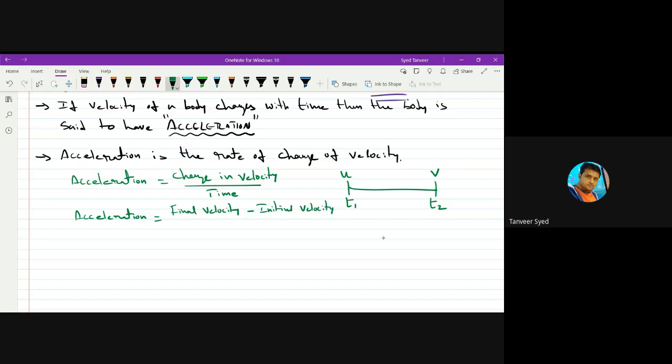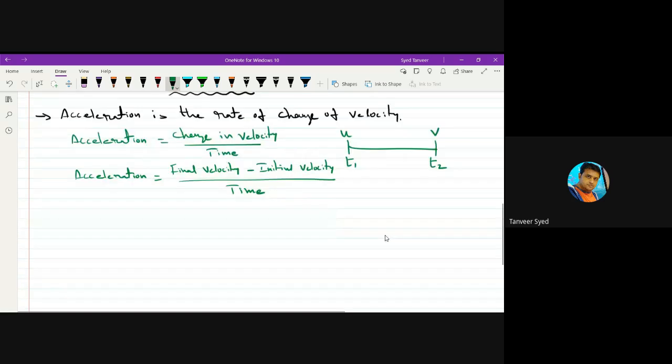Change in any quantity is its final value minus initial value. Suppose your height last year was 5 feet. After 1 year, it is 5 feet 2 inches. What is the change in your height? You subtract the initial height from the final height: 5 feet 2 inches minus 5 feet, that is 2 inches, is the change in your height. So here also, change in velocity is final velocity minus initial velocity, final minus initial, by time.